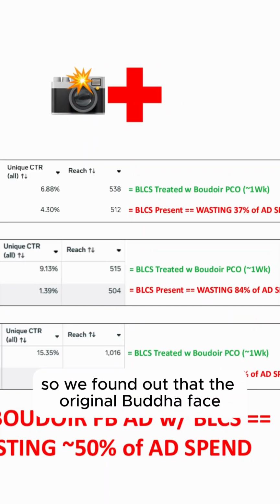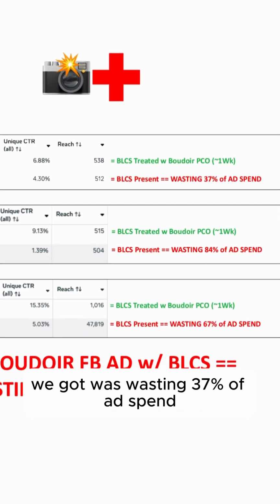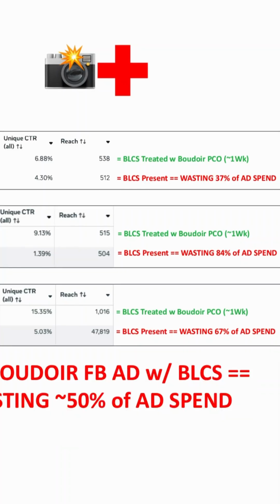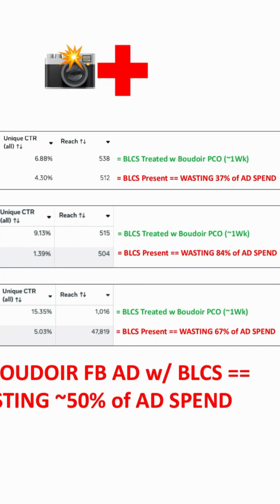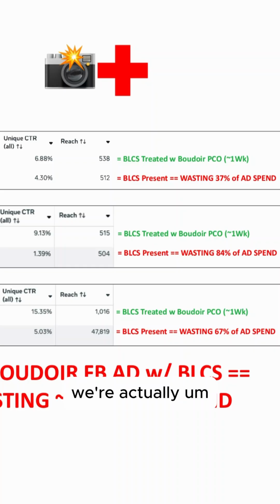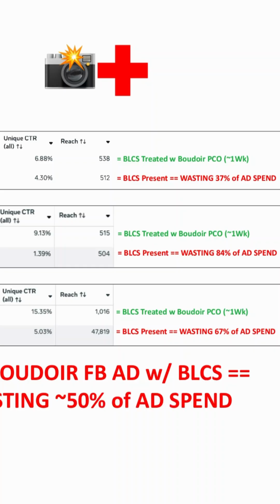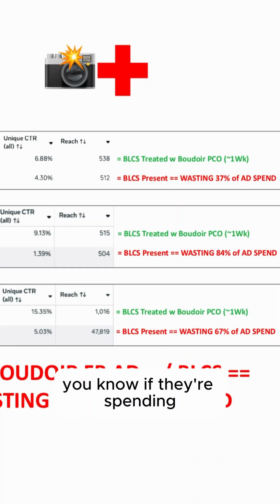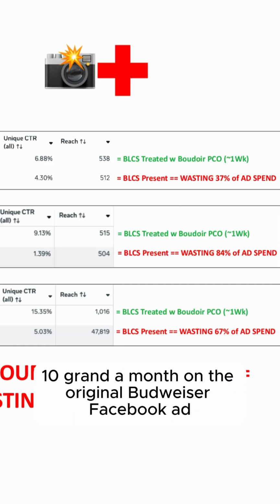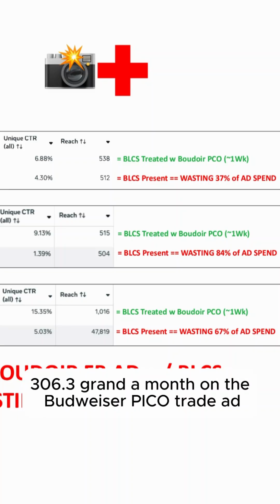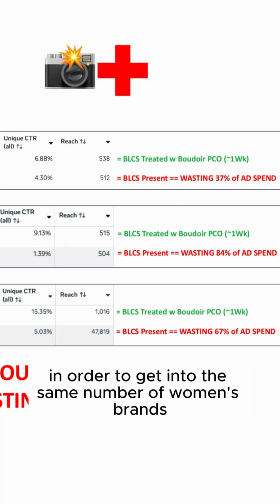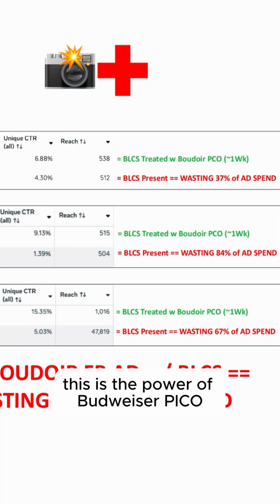So we found out the original Boudoir Facebook ad was wasting 37% of ad spend. So if they're spending 10 grand a month on the original Boudoir Facebook ad, now they only need to spend 6.3 grand a month on the Boudoir Pico treated ad in order to get into the same number of women's brains. This is the power of Boudoir Pico.